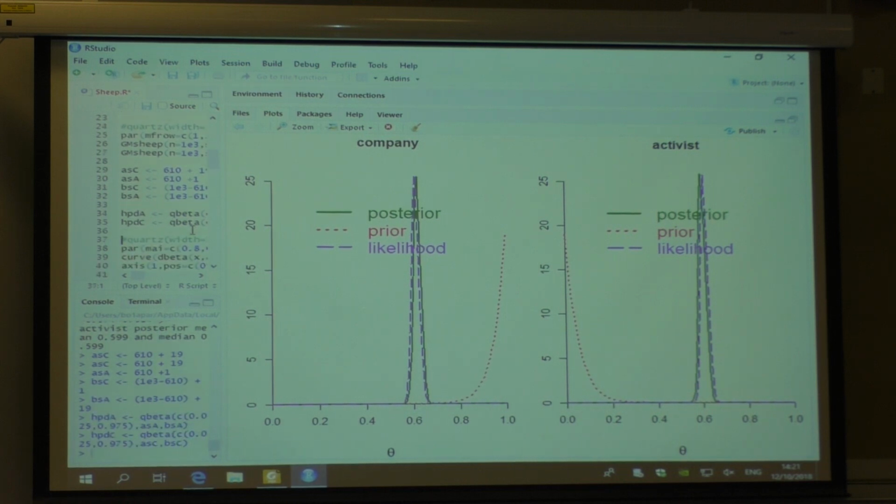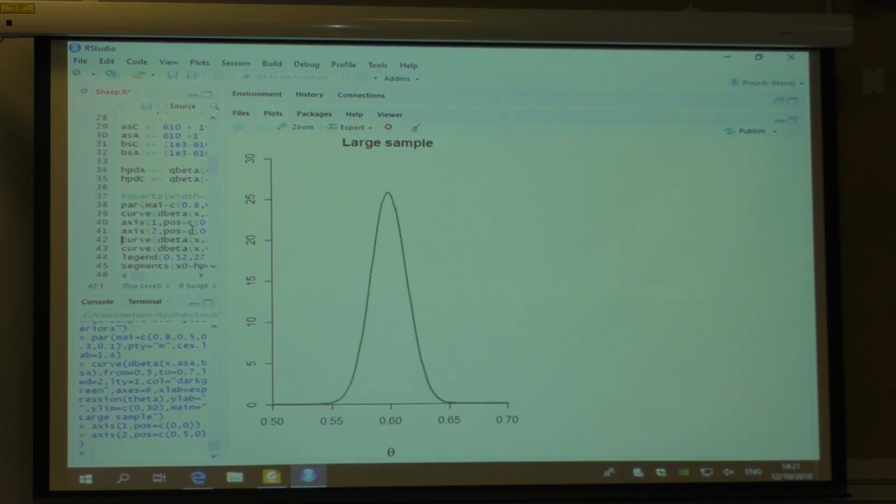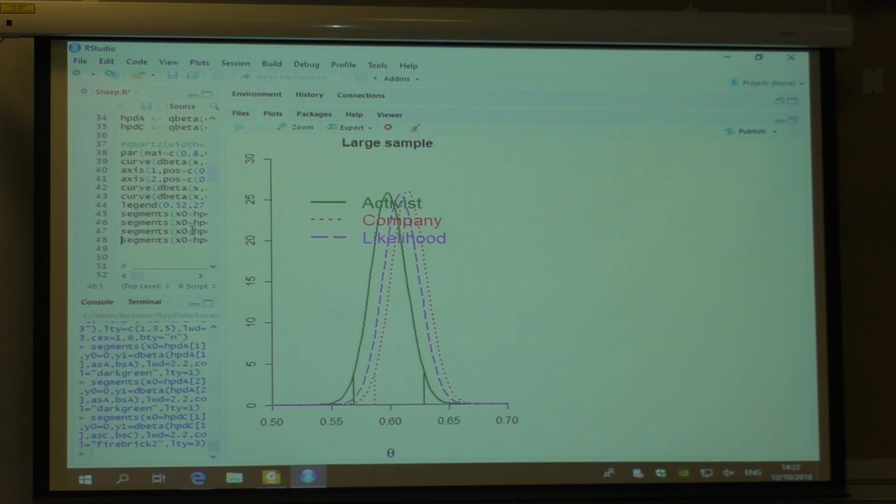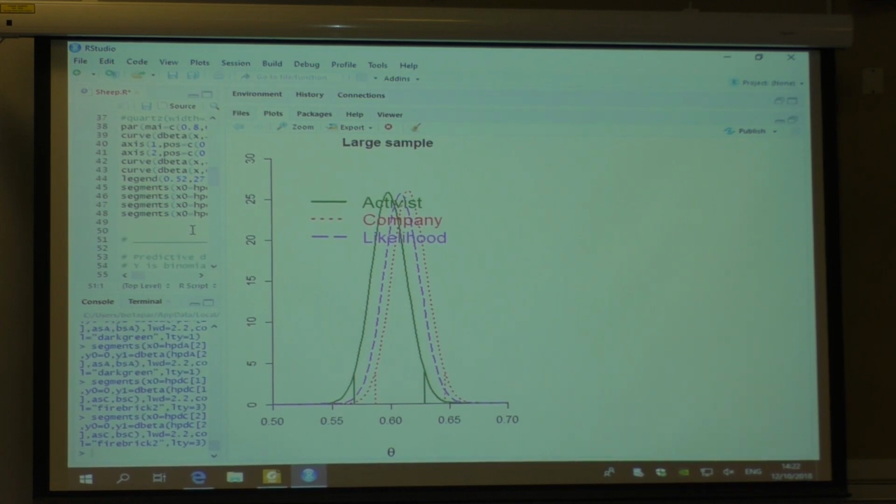Okay, so this just shows the posteriors and the likelihood. So we've still got our likelihood in purple, and then we have our two posteriors for the activist and the company. They're not the same, but they're similar, and they're similar to our data now, whereas before they were being pulled towards the edges where the prior distributions were. And we can work out things.